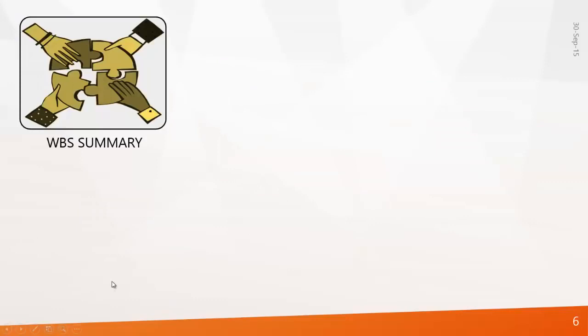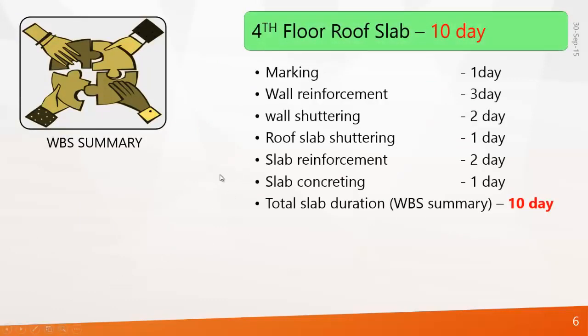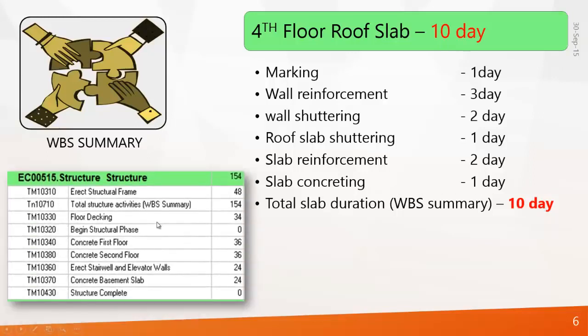And the last one is WBS Summary. Normally we use these activities for cost loading in a WBS. For example, 4th floor roof slab is a WBS that contains activities marking, wall reinforcement, wall shuttering, roof slab, slab reinforcement and slab concreting. Total cost that occurs for all these activities can be dumped into one activity, called total slab duration, and you can change it to WBS Summary because these activities take their duration from their WBS. You can see an example done in Primavera. Here you can see this is a WBS Summary activity which takes its duration from its WBS. So WBS Summary activities will follow their WBS Summary duration.